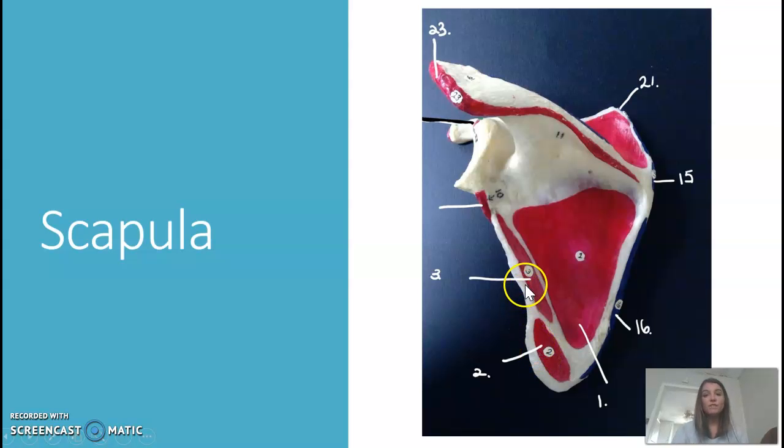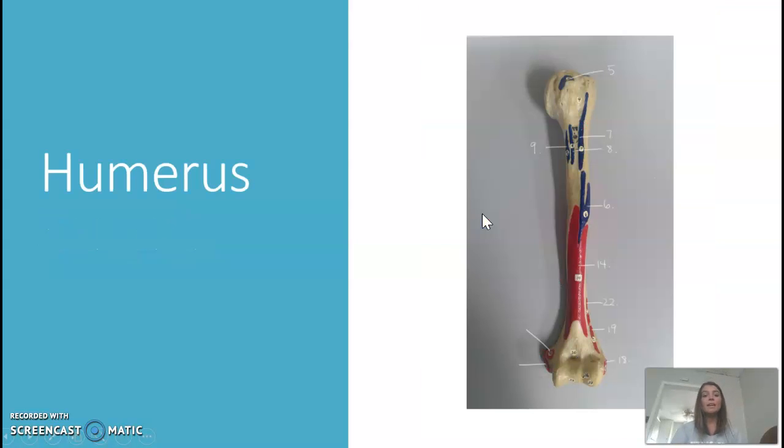Number 3 would be the origin for the teres minor, and number 10 would be the origin for the long head of the triceps. Next, moving into the humerus, number 5 would be the insertion for the subscapularis. Number 7 would be the insertion for the pec major.